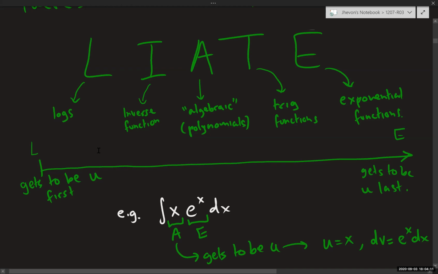Another concern would be the following. Here's something else that you might be wondering. What if I have two of the same kind of function, right? Like what if I have two different trig functions? How do I deal with that scenario? It turns out that that's a little bit more nuanced, and I would rather do that after I teach you a few more techniques also.